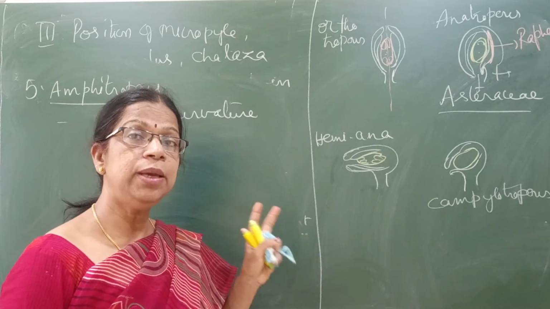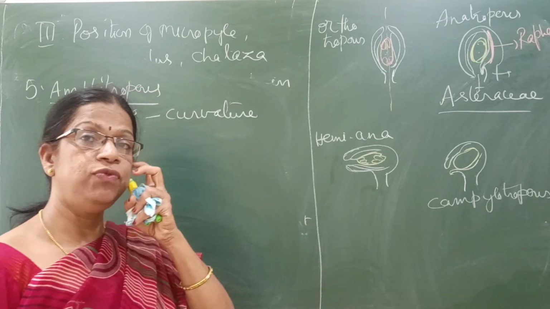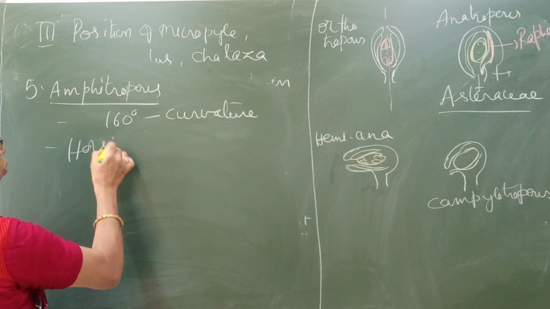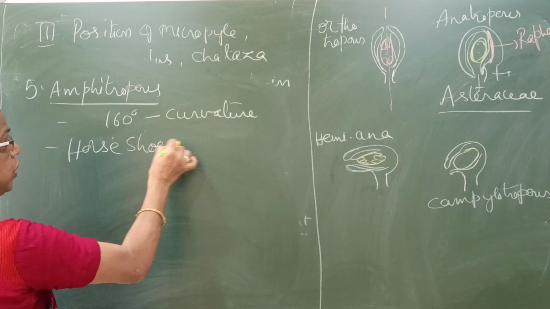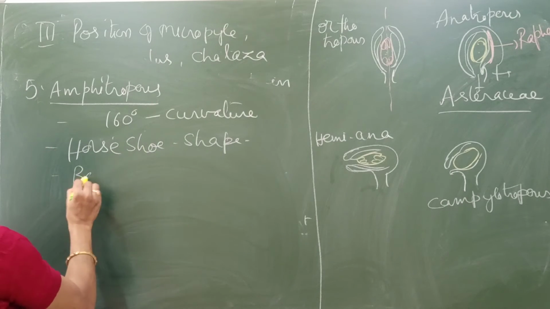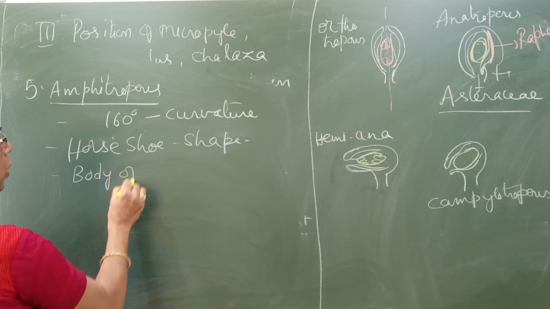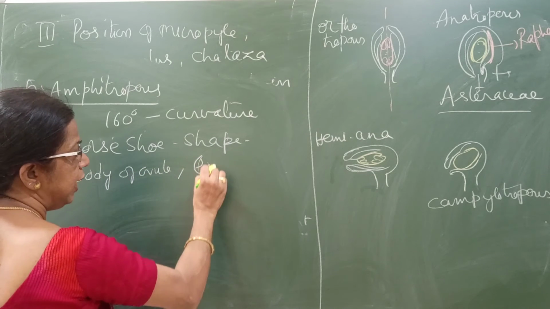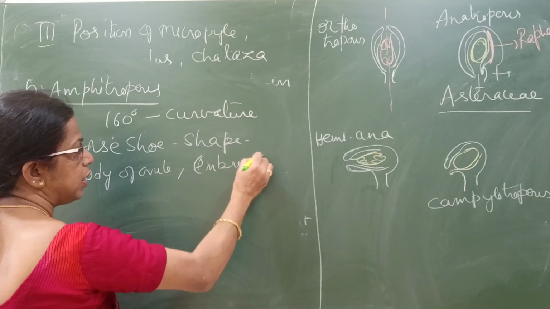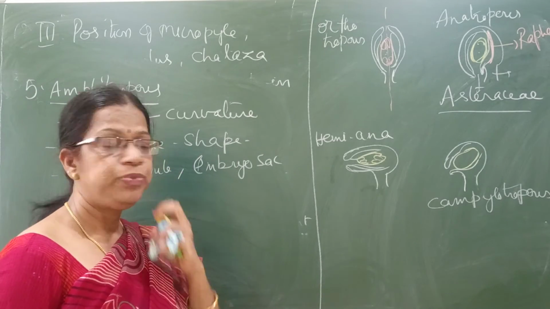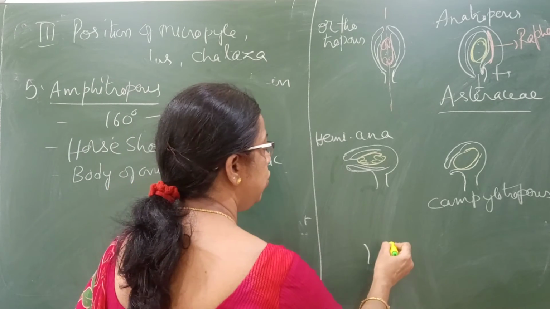More than campylotropous but less than the anatropous ovule. And here both the embryo sac and the body of the ovule are curved like a horseshoe shape. What do we find horseshoe shaped? Both the body of the ovule as well as the embryo sac. Both we find completely curved. So this is how it will look.